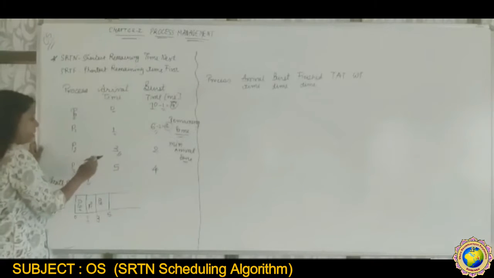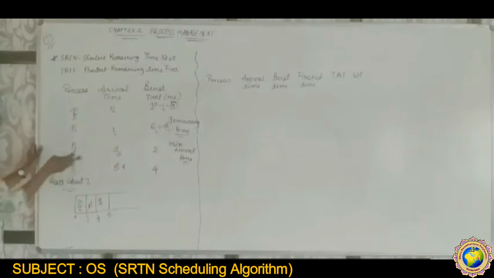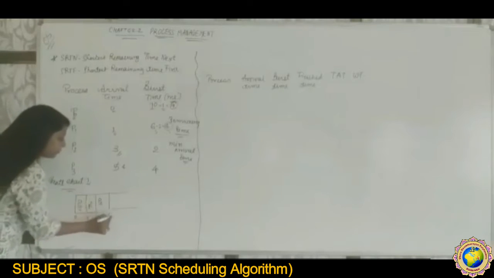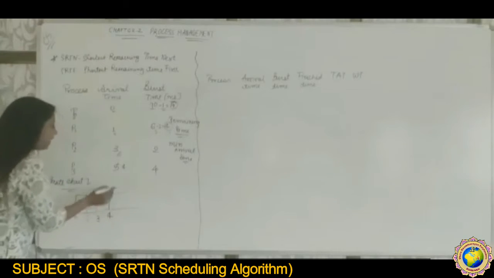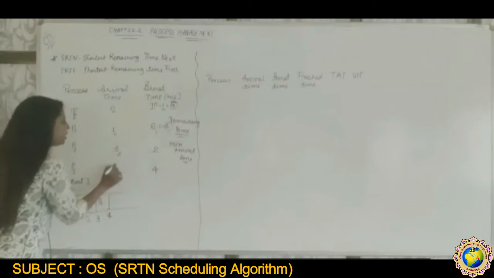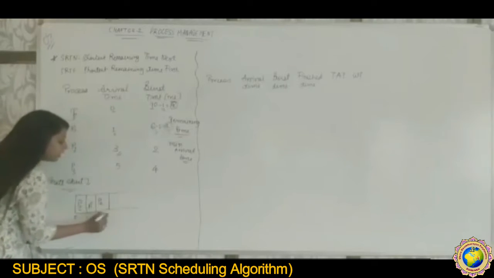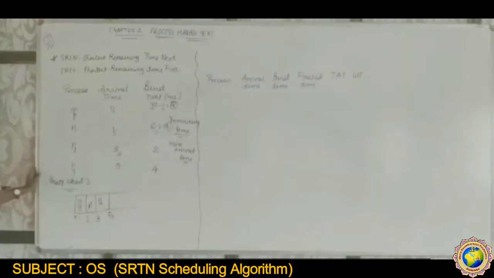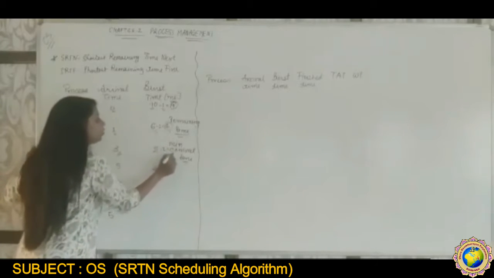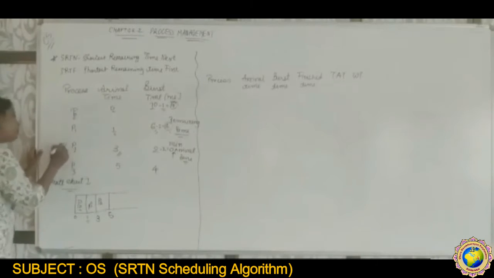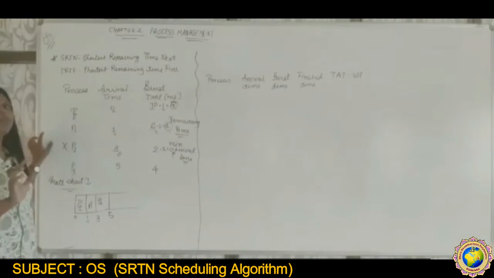For example, if here in place of 4 we had been given something else, then we would have to consider up to 4 only. Understood? So here we have been given 5. That's why we continue our execution up to 5 units. Got it? So we write down 5 here. So 2 minus 2 will be 0. 0 means what? P2 terminated. P2 has finished all its work, we can say it is terminated.